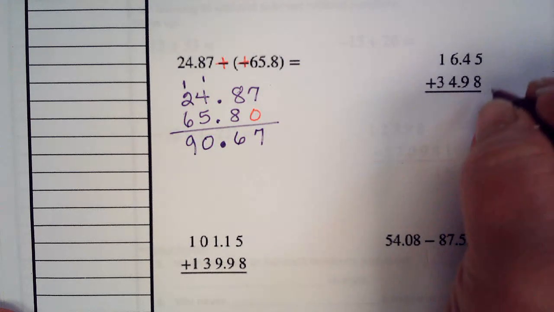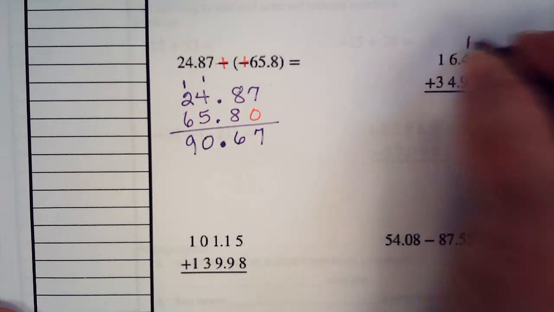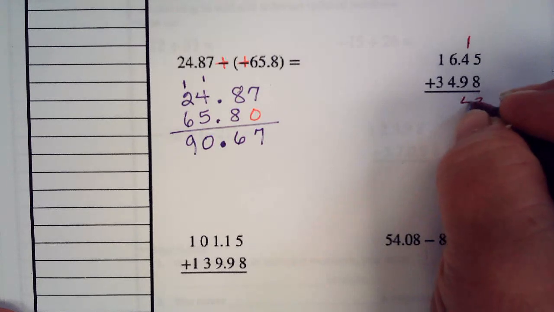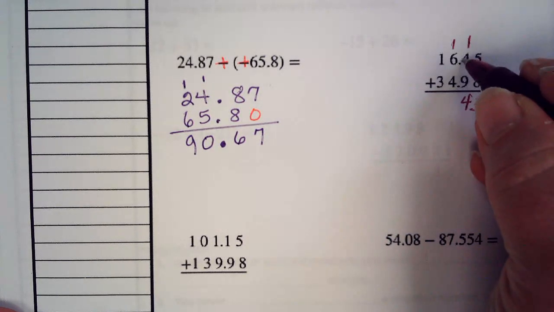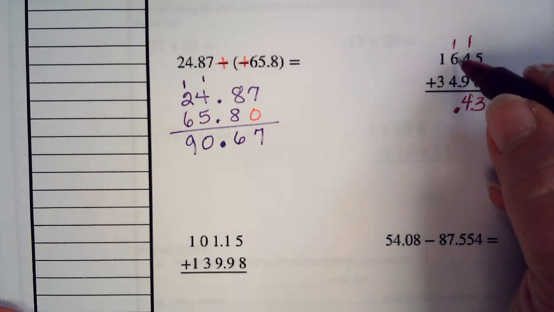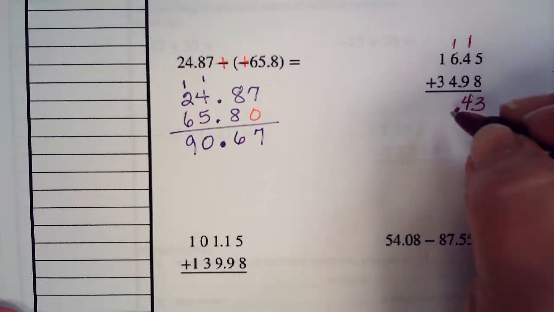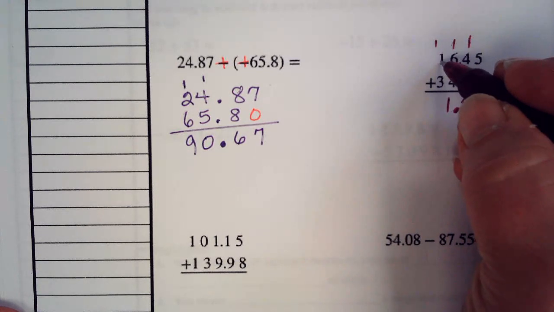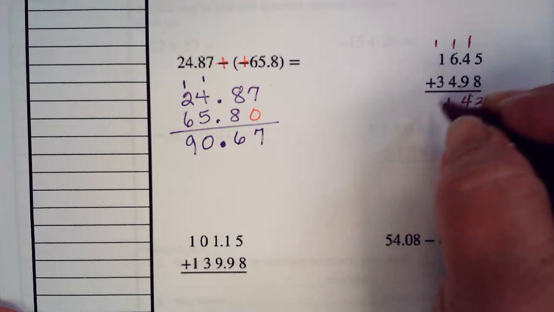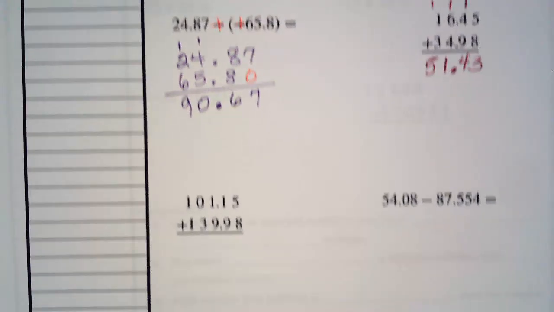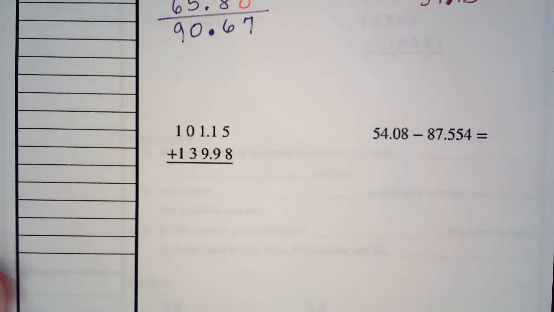5 plus 8 is 13. Put the 3 down, carry a 1. 1 plus 4 is 5. 5 plus 4 is 9. Now I notice that here's my decimal, so I've got to get the decimal in. 1 plus 6 is 7. 7 plus 4 is 11. Put the 1 down, carry the 1. 1 plus 2 is 3. 1 plus 1 is 2. 2 plus 3 is 5. Is that what you got when you did it on your own? I hope you did. I hope you were able to do that.